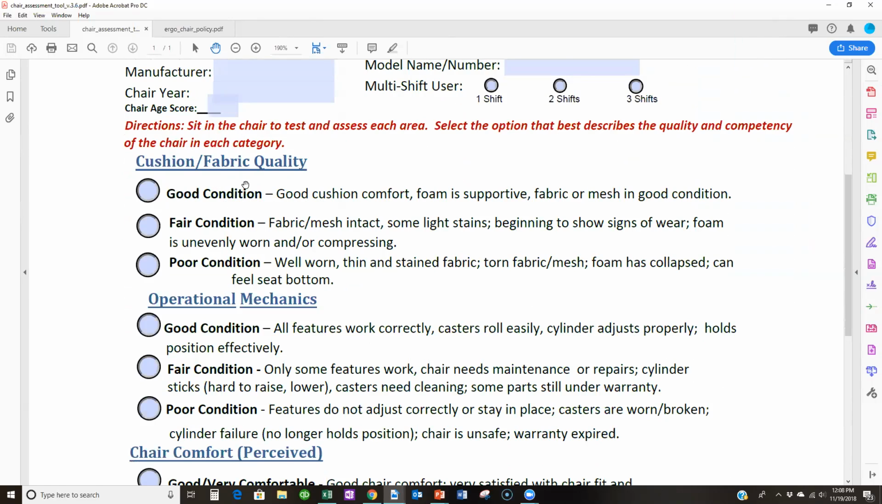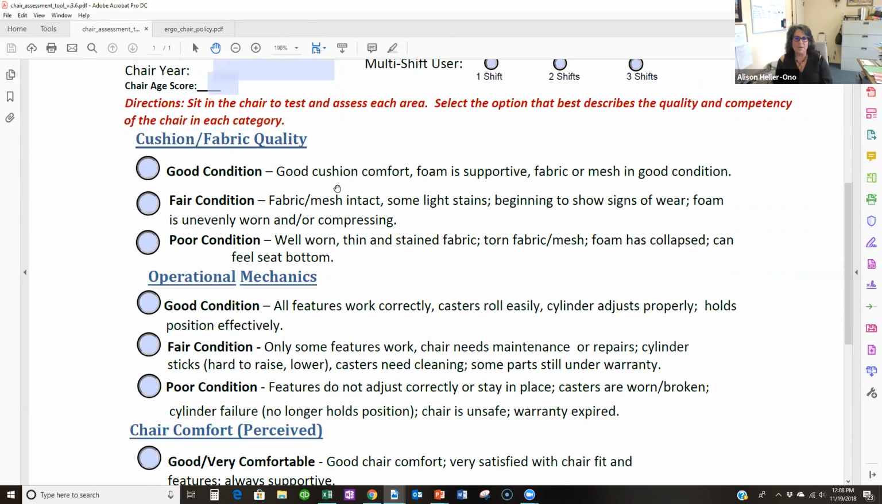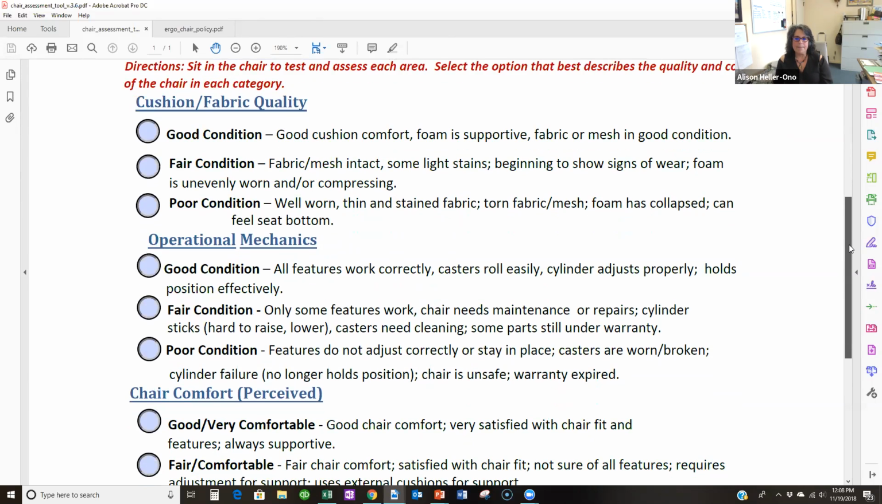So when you're looking at fabric and cushion quality, I've showed you enough examples for you to gauge where that chair lies in this continuum. So you're going to go into whether it has good chair comfort, foam is supportive, fabric or mesh is in good condition. Fair is fabric is intact, some light stains beginning to show signs of wear, foam is unevenly worn and/or compressing. And poor condition is it's well worn, thin and stained, torn fabric or mesh, foam is collapsed, can feel seat bottom. Okay?